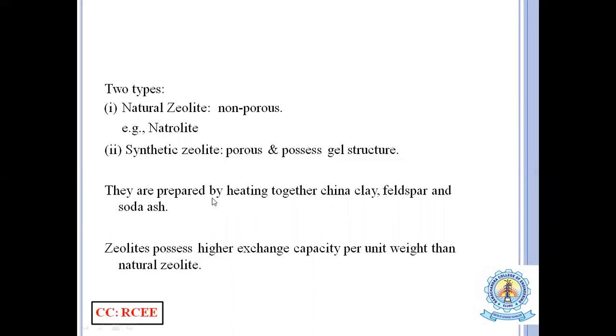They are prepared by heating together china clay, feldspar and soda ash. By combining china clay, feldspar and soda ash and heating together, we can prepare synthetic zeolite. Synthetic zeolites possess a higher exchange capacity per unit than natural zeolite. So synthetic zeolites have a high capacity for exchanging the hardness of water in external treatment, compared to natural zeolite.